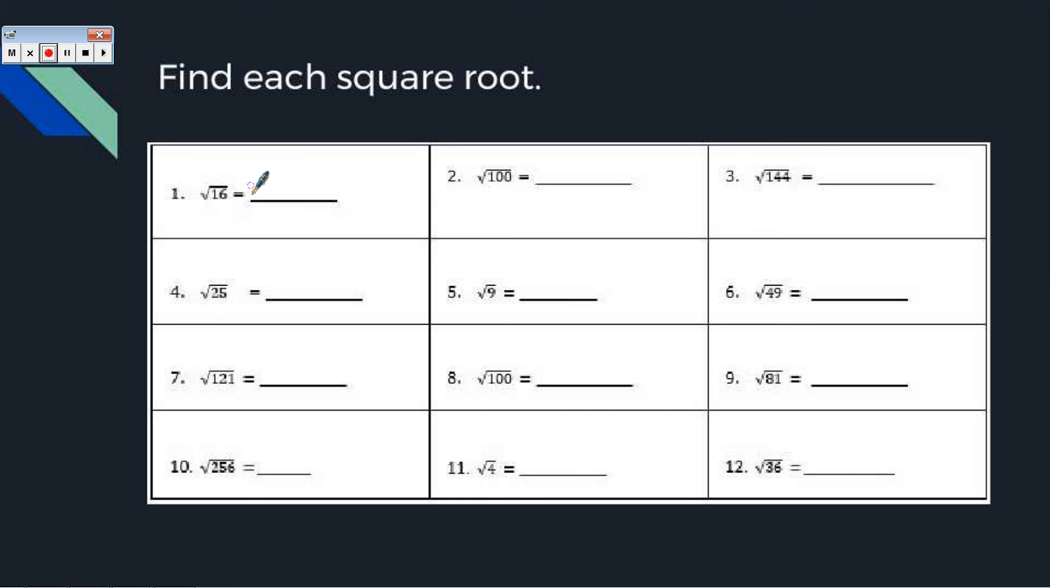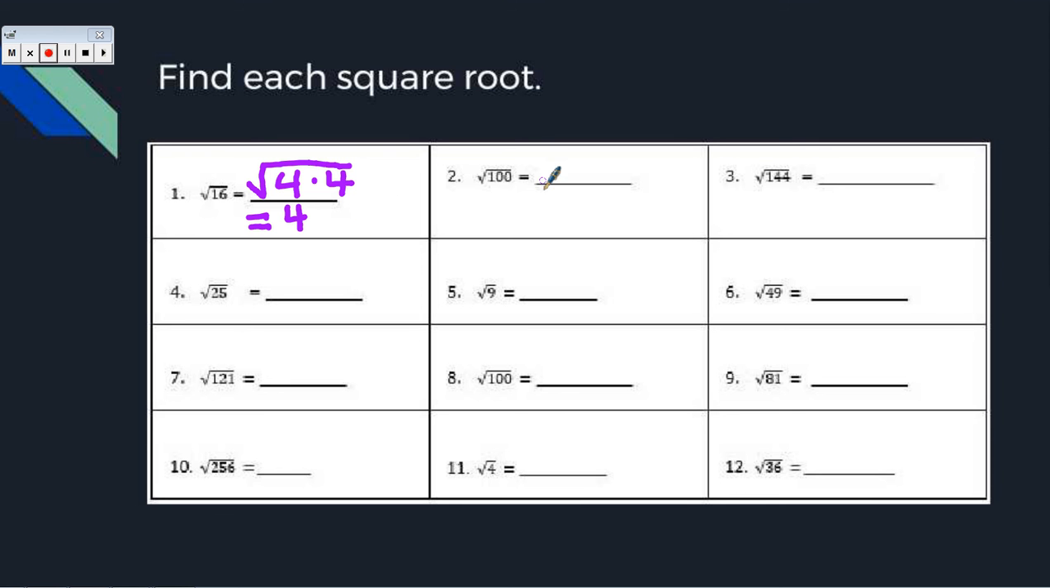16 is equal to 4 times 4, so I'm going to rewrite this as the radical of 4 times 4. All I did was rewrite 16 as 4 times 4. But since we have two roots that are equal to itself, that means that the square root of 16 is just 4, and we can say that the square root of 16 is 4.